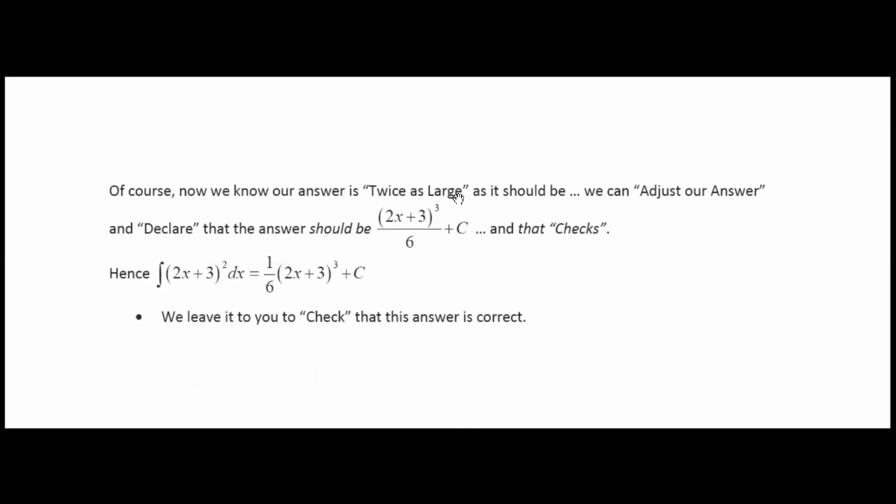So we said our answer is twice as large as it should be. So let's just adjust our answer and take half of it. It was 1/3, so take half of 1/3, which is 1/6. (2x + 3)³ plus C.